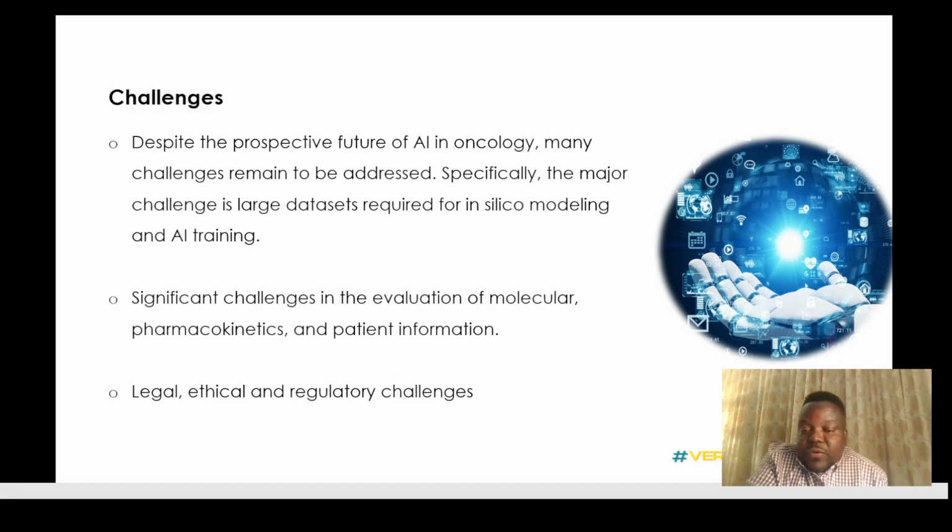The challenges that are already there in terms of using the convergence of nanotechnology and AI. Despite the success already there in oncology, many challenges remain to be addressed. Specifically, the major challenge is the large data required for in silico models and AI training. So there's a lot of data required for all those things and training. There are also significant challenges in evaluation of molecules, pharmacokinetics, and patient information that we have when working with AI, legally, ethically, and in regulation.